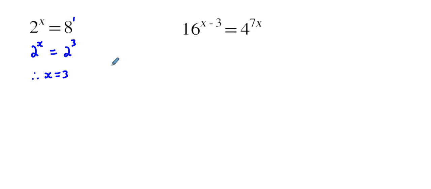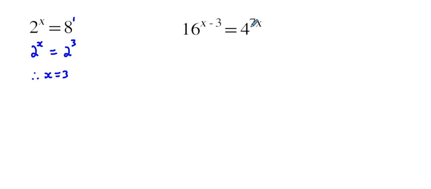Now, in this easy example, we probably already knew that to begin with, so why would we go through this type of hassle? Well, this is the method of change the base, and when we get to more complex examples, we'll see its value even more. Over here in the second example, I have 16 to the power of x minus 3, and I have 4 to the power of 7x. We're trying to find x.